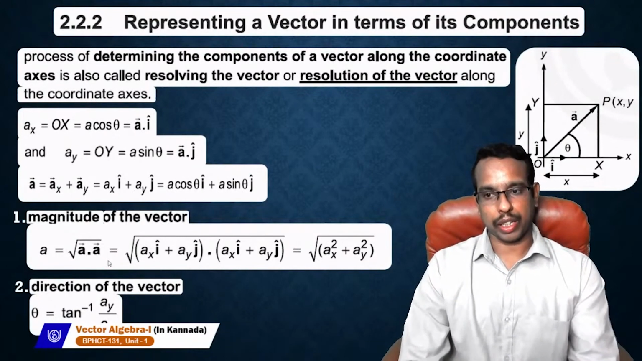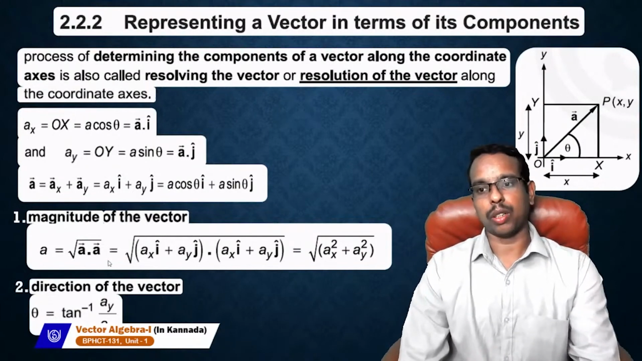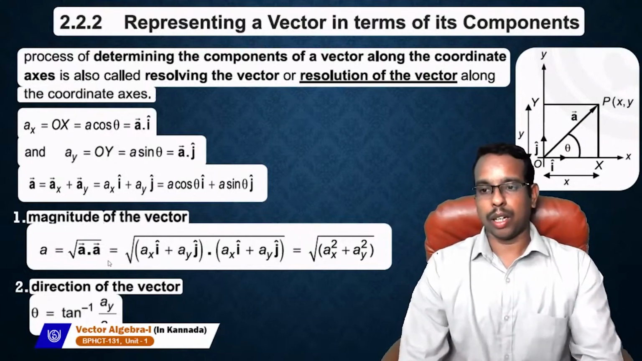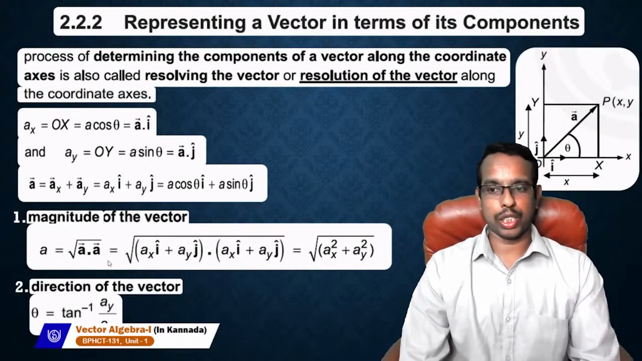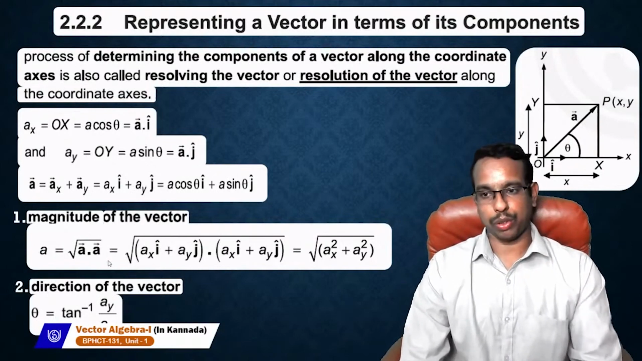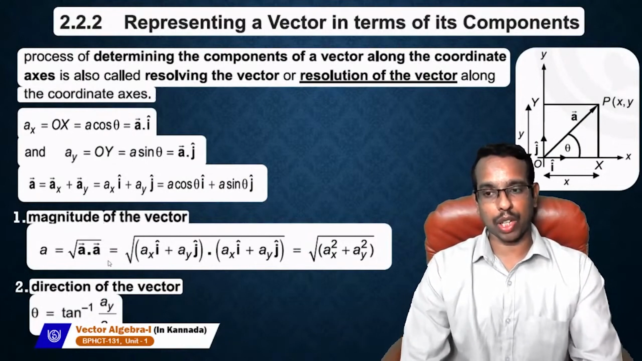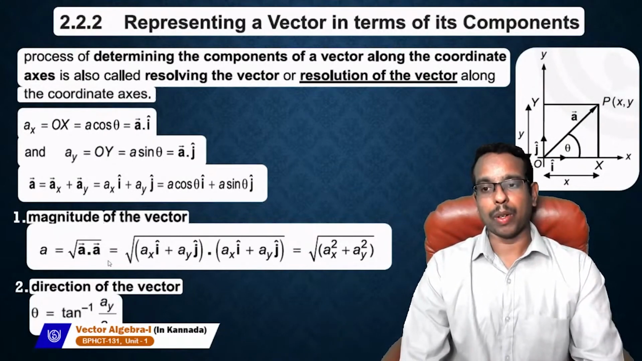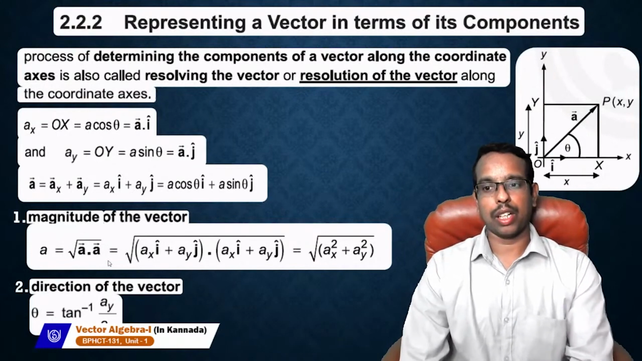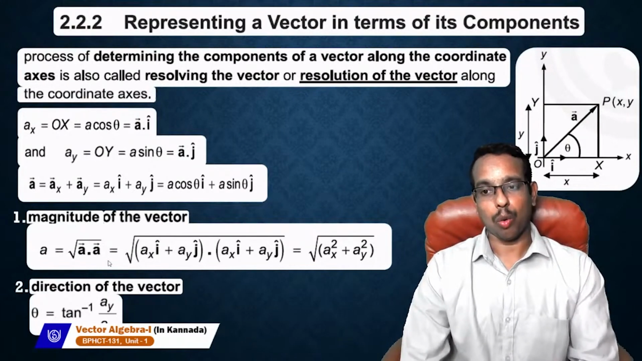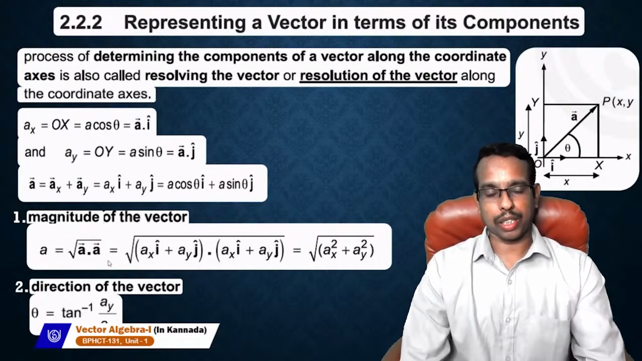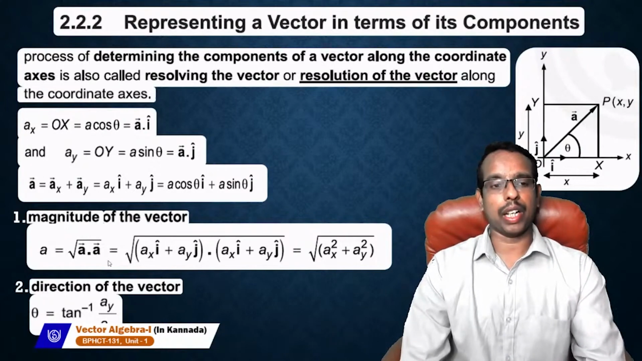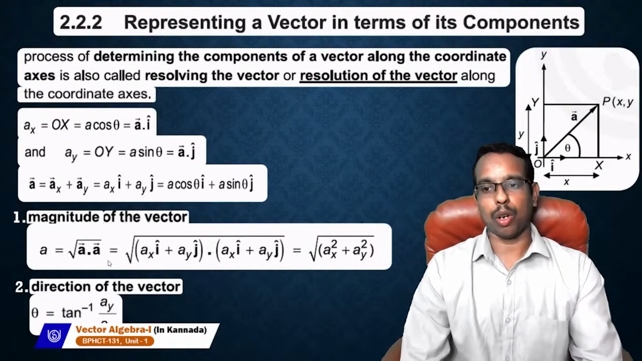Sin theta is equal to opposite by hypotenuse, and cos theta is equal to adjacent by hypotenuse. What is the adjacent for this particular theta value? It is along the x-axis. What is the opposite? That is the projection along the y-axis, that is y. So that's why along the x direction we take it as cos theta.